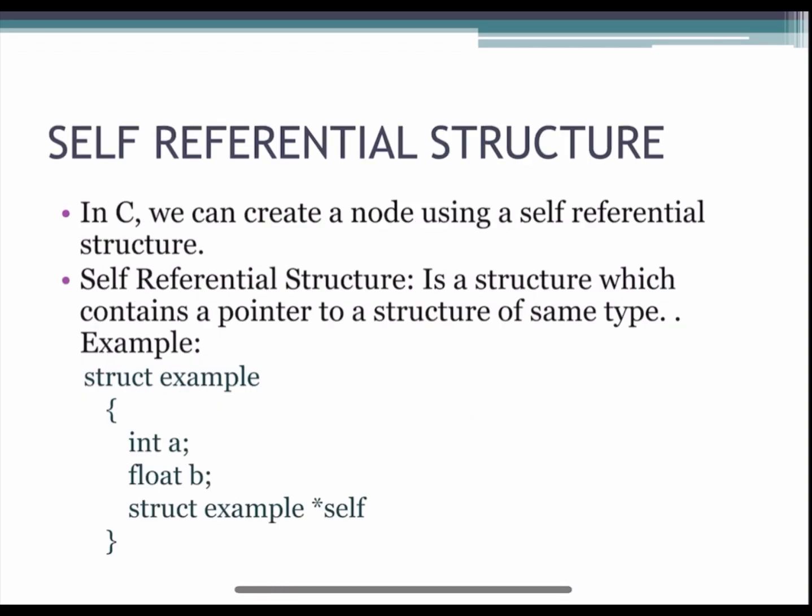So we are moving to the implementation of linked list. In C, we can create a node using a self-referential structure. So what is self-referential structure? Self-referential structure is a structure which contains a pointer to a structure of same type. Here is an example.